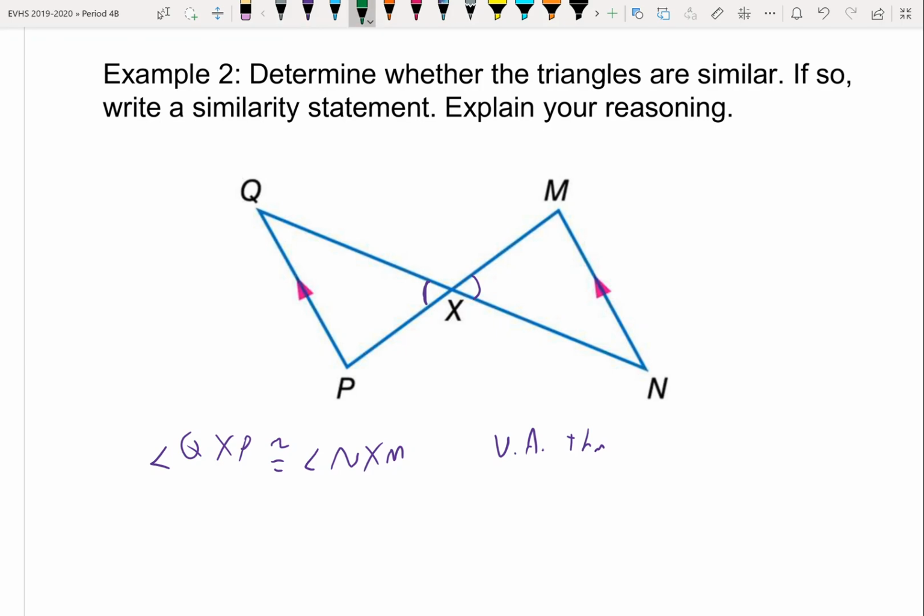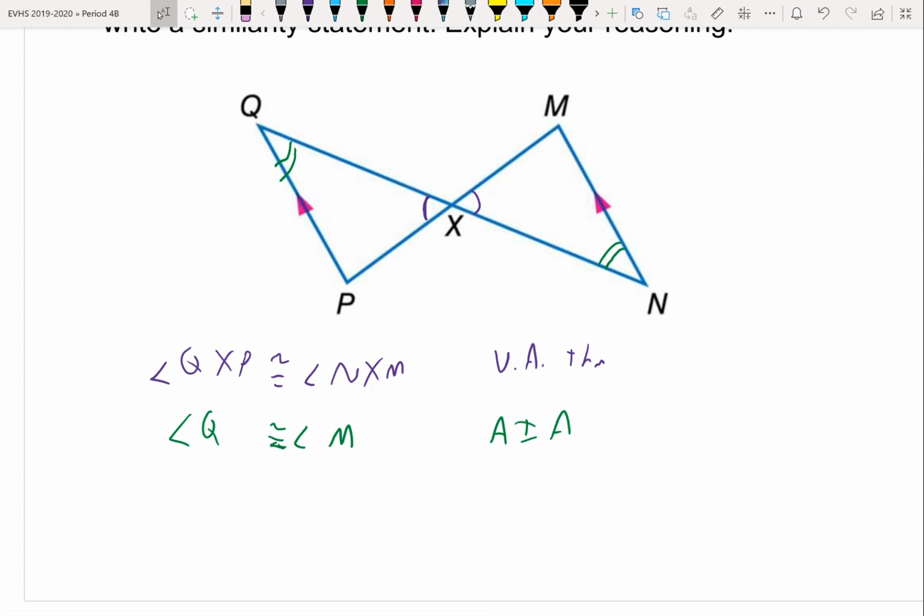Now I see that I have a set of parallel lines, and line QN is a transversal that cuts across them, which means that angle Q is going to be congruent to angle N based on the alternate interior angles theorem. So angle Q is congruent to angle M, and that is an alternate interior angle. Therefore, I know that the two triangles are similar by angle similarity.